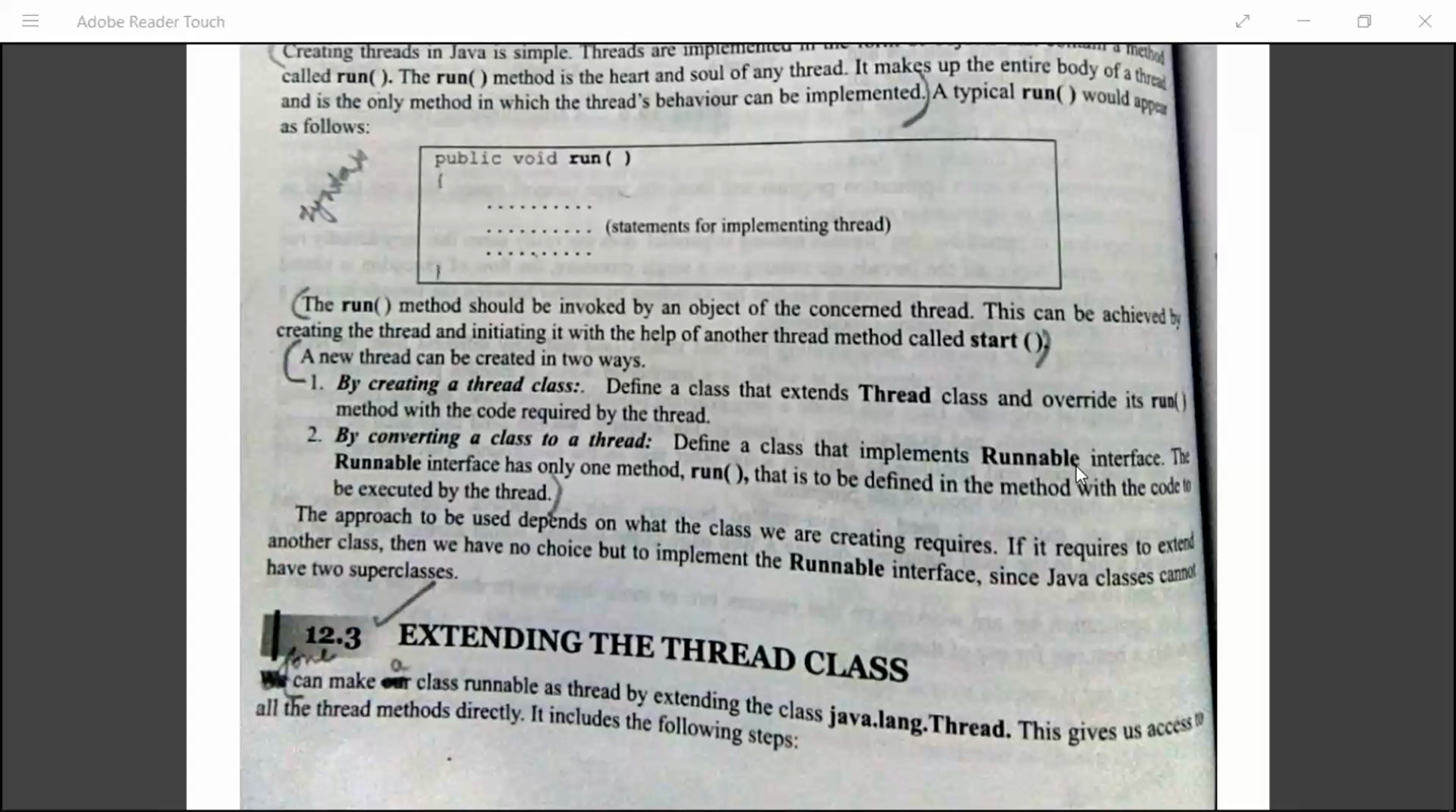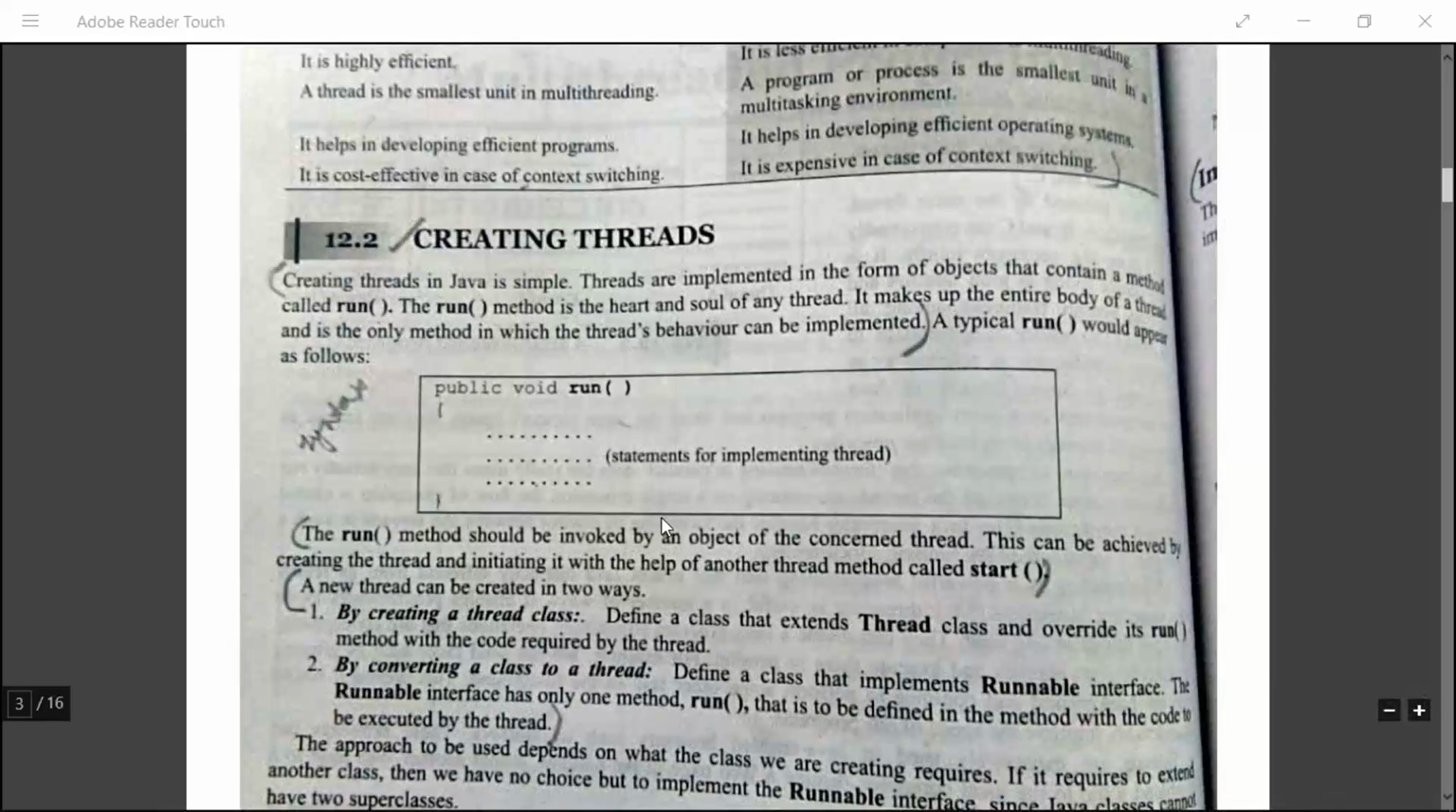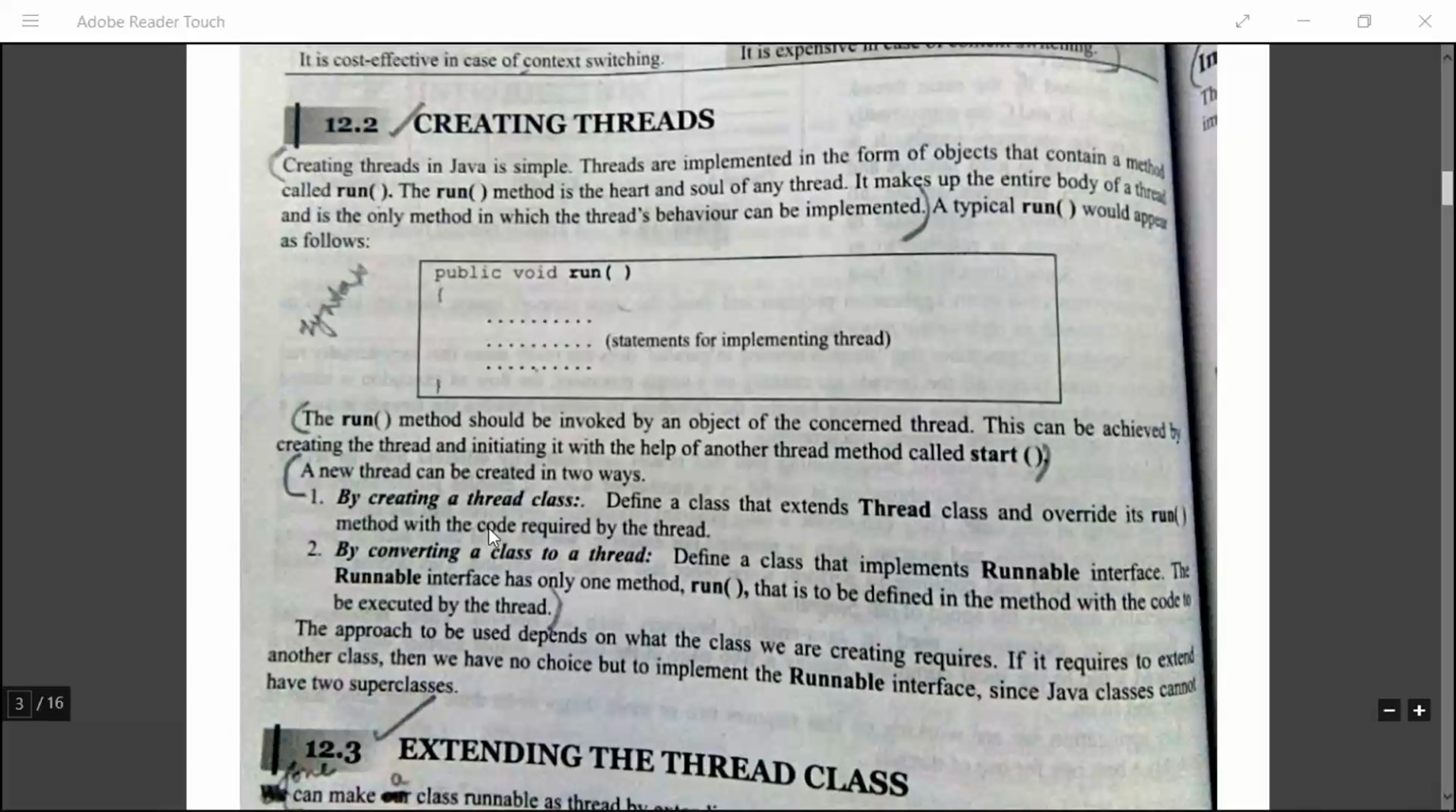Depending on its requirement, it can extend a class later. But to keep it free for that purpose, we are implementing the interface. We are converting this class into a thread by implementing this Runnable interface. So this is how you will create threads. Two main methods: by creating a thread class, and by converting a class to a thread.